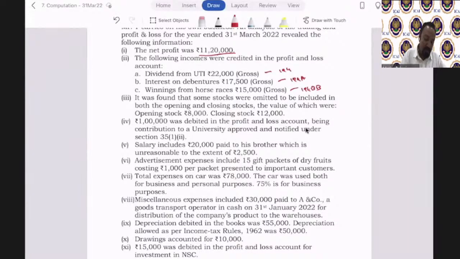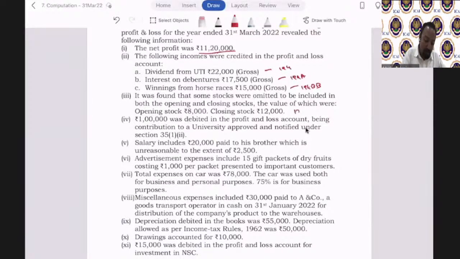So when you say closing stock is 12,000 and opening stock is 8,000, go back to your 12th standard accounting and see what will happen to your P&L, whether profit will increase or decrease. Profit will increase because closing stock is more. So you will do 12,000 minus 8,000. So 4,000 will be the increase in profit. In income tax, you need to increase the profit by 4,000.